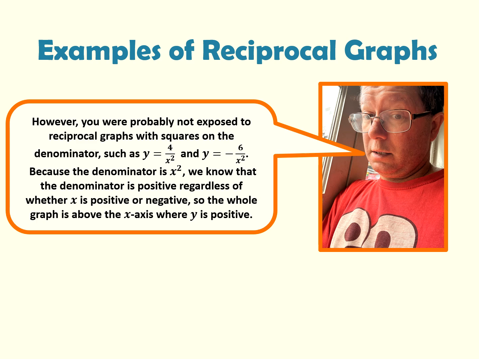However, you were probably not exposed to reciprocal graphs with squares on the denominator, such as y equals 4 over x squared and y equals negative 6 over x squared. Now, because the denominator is x squared, we know that the denominator is positive regardless of whether x is positive or negative. So the whole graph is above the x-axis where y is positive.